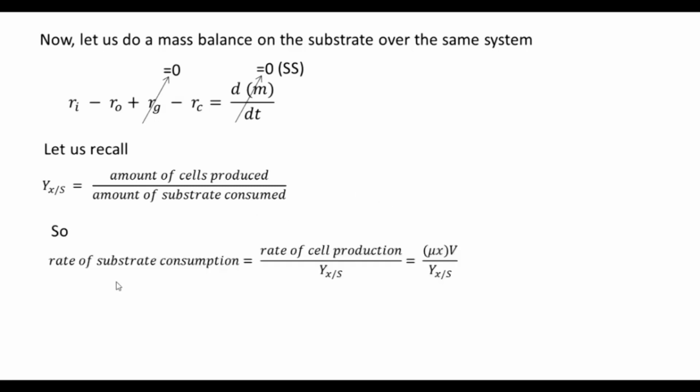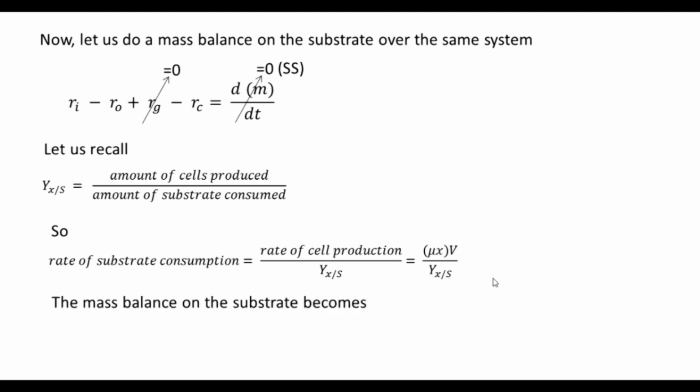So the rate of substrate consumption is nothing but the rate of cell production divided by Yx/s. You know what Yx/s is? Amount of cells produced by amount of substrate consumed. We are looking at rate of substrate consumed. So let us say we divide by time above and below, we get rate of cells produced by rate of substrate consumed. Take it to the other side, the rate of substrate consumed is rate of cells produced by Yx/s. That is what is given here. Now what is rate of cell production? It is mu x into V, right? The mass production of cells. This is the volumetric production rate times V, divided by Yx/s.